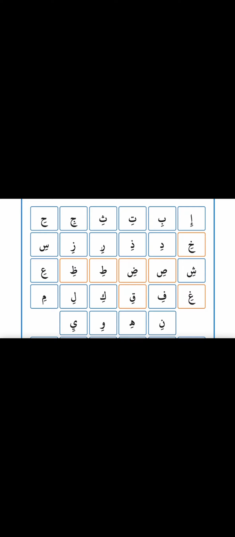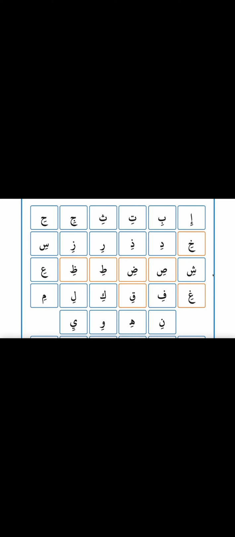Ra will become Ri. Zai, so we want the Z sound and then add the Kasrah. Zi. Sin will become Si. Sheen will become Shi.